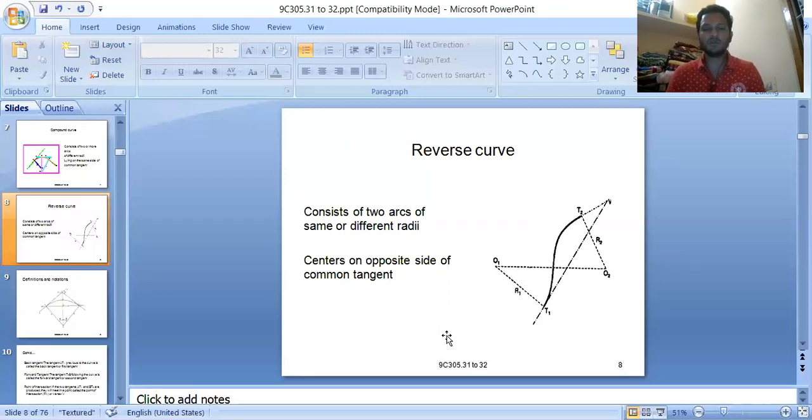It consists of two arcs of the same radius, or the radius may be different. The centers are on opposite sides of a common tangent. The common tangent will have two curves on either side. So this is called a reverse curve.